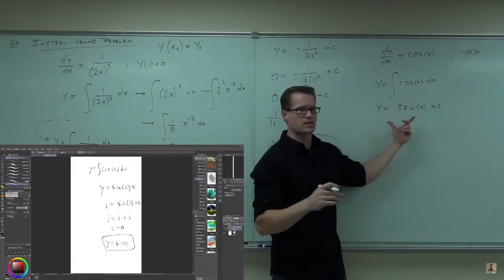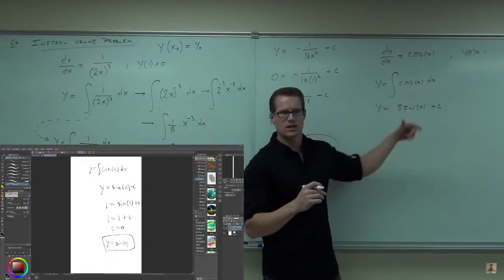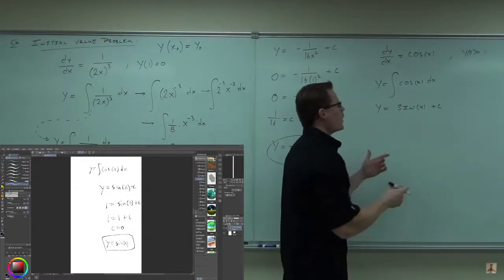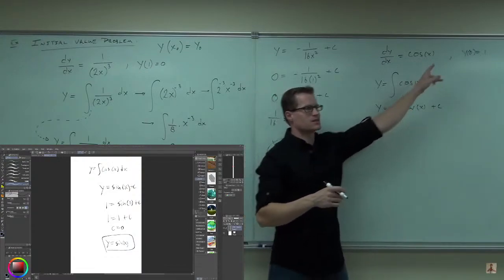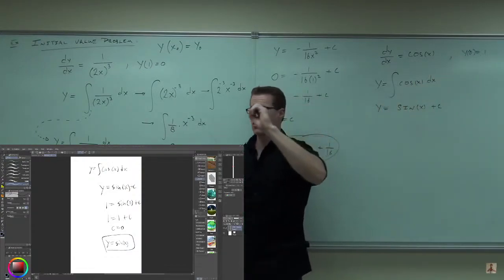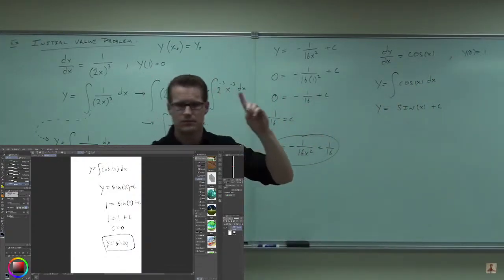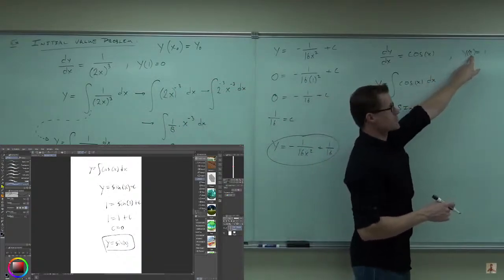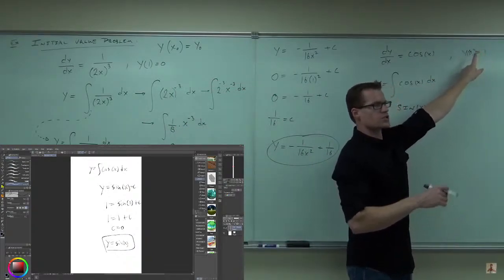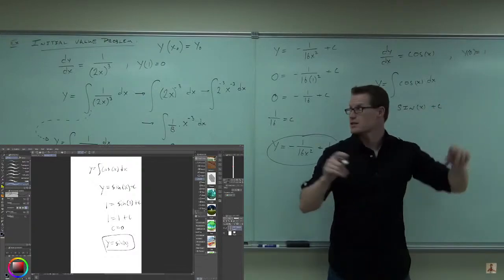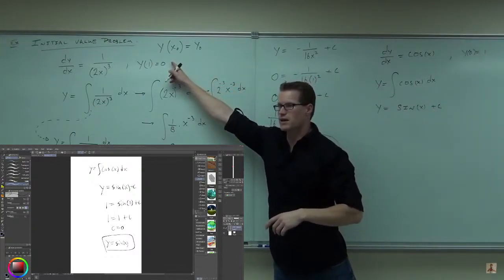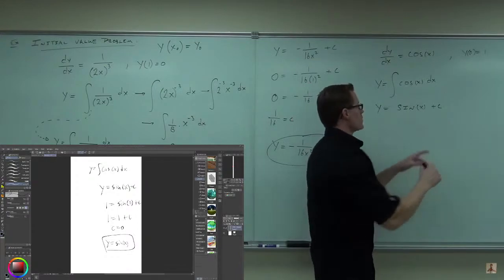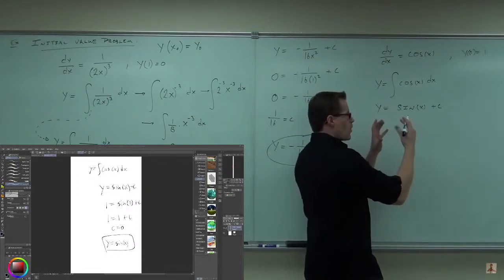Do you see why it's sine, by the way? Take a derivative of sine, you're going to get cosine. Now we plug some numbers in. What do we plug in for the y in this case? That's my initial value. Is y 0 or is y 1? Y of 0 gives you 1. The 0 is your x. This would be like y of x. That's why I had it right here: y of x equals y sub 0. So our x is 0, our y is 1.